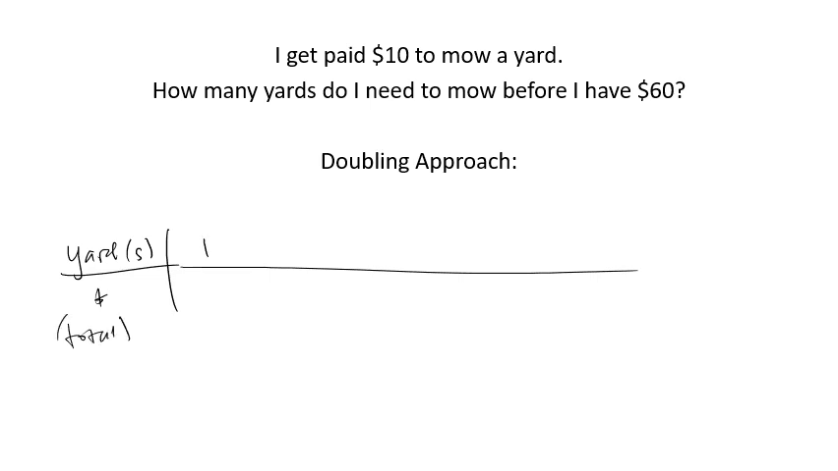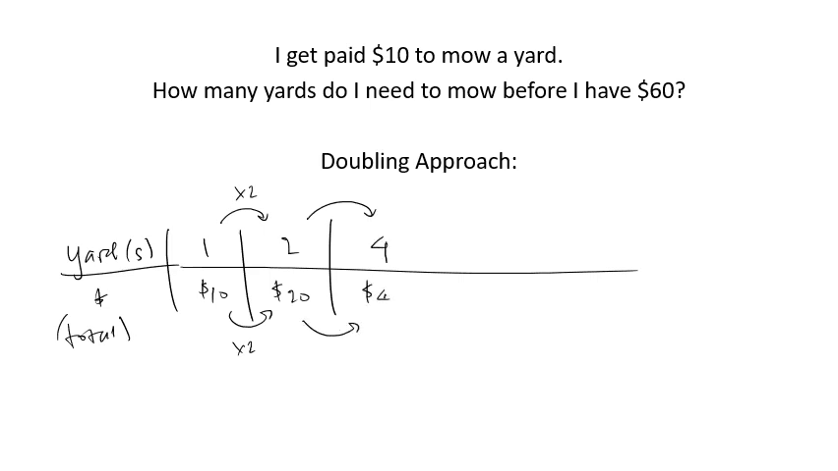And so I'm going to take 1 yard, and that's $10. And now, rather than just add, I'm going to double this. And so by doubling, I've got 2 yards, means I have $20 total. If I double this again, then I have 4 yards, gives me $40 total.